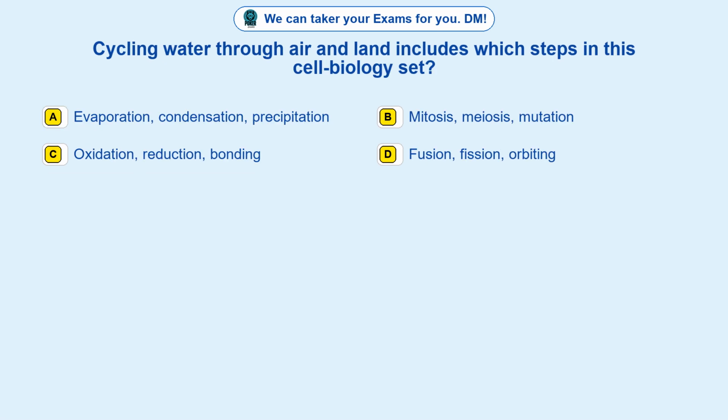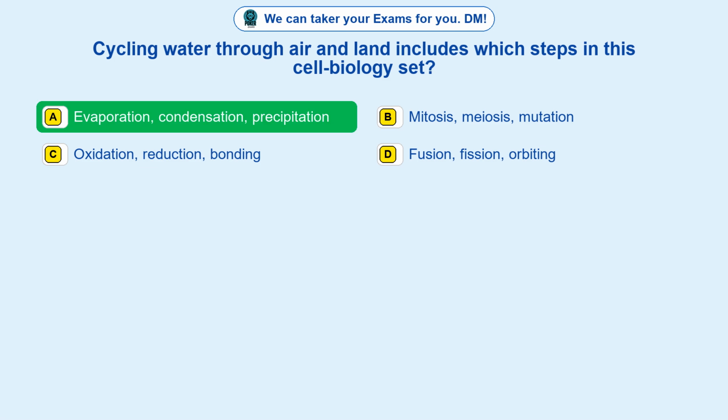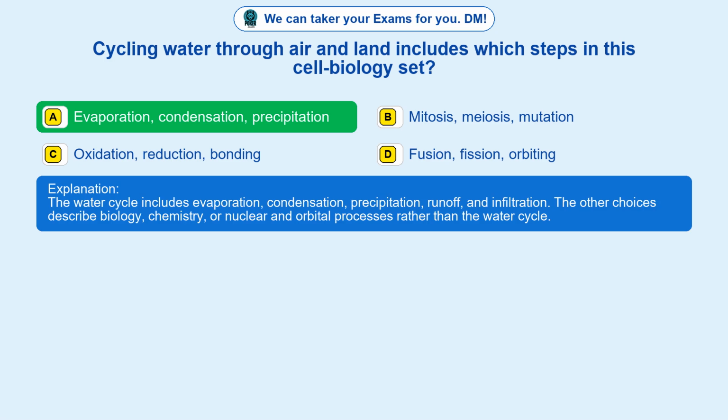Question 87. Cycling water through air and land includes which steps in this cell biology set? Option A, evaporation, condensation, precipitation. Option B, mitosis, meiosis, mutation. Option C, oxidation, reduction, bonding. Option D, fusion, fission, orbiting. The correct answer is option A. Evaporation, condensation, precipitation. The water cycle includes evaporation, condensation, precipitation, runoff, and infiltration. The other choices describe biology, chemistry, or nuclear and orbital processes rather than the water cycle.